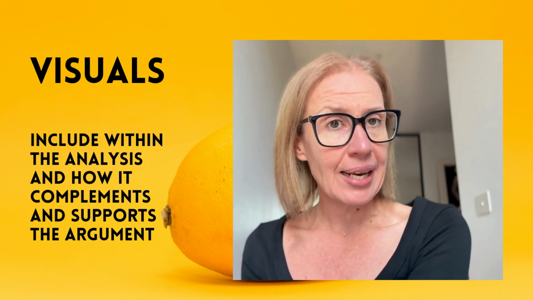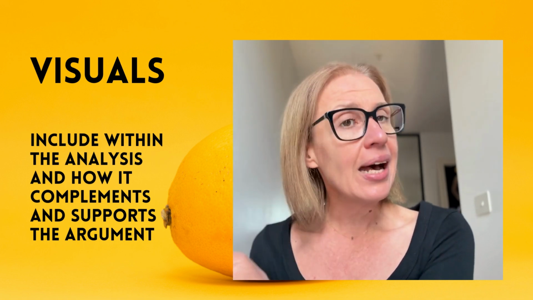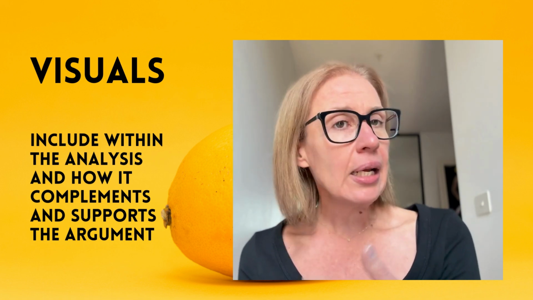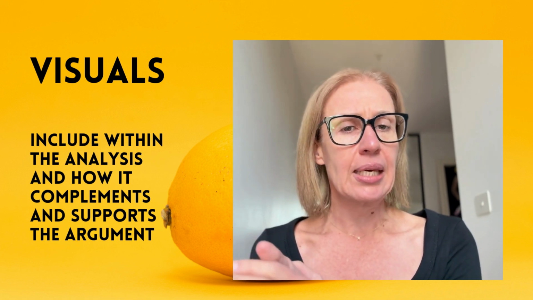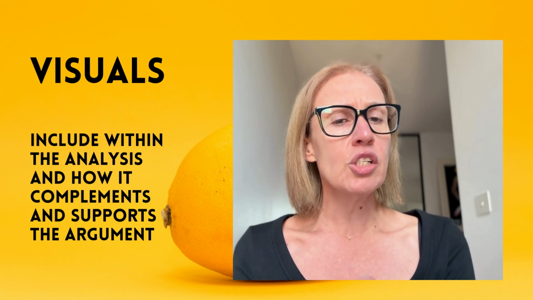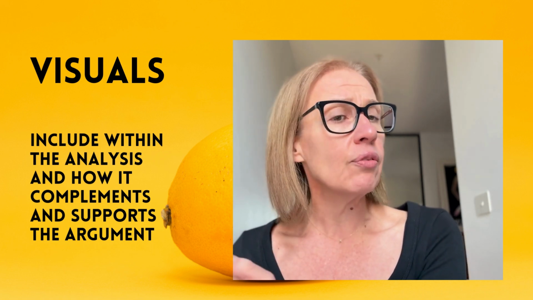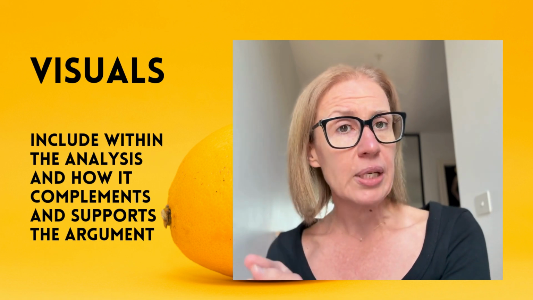The visual supports an argument, so it complements an argument. How does it do that? Describe it in a bit of detail, analyze its features and how it connects to what the argument is. And that is what you should do for your visual. Don't just describe, but how does it connect and reinforce the writer's point? Okay, always link it back to what is said in the text.